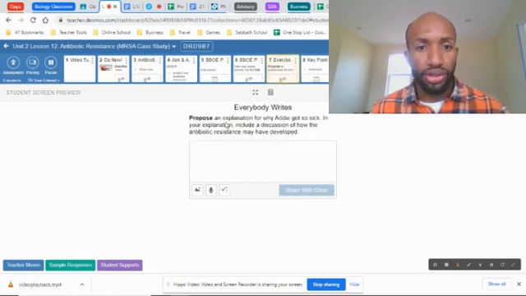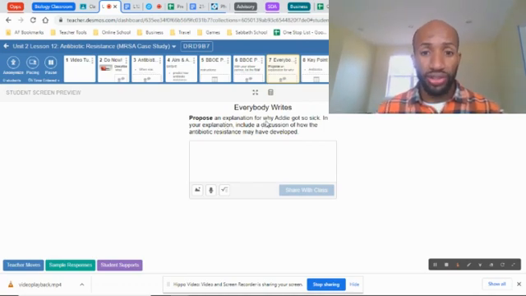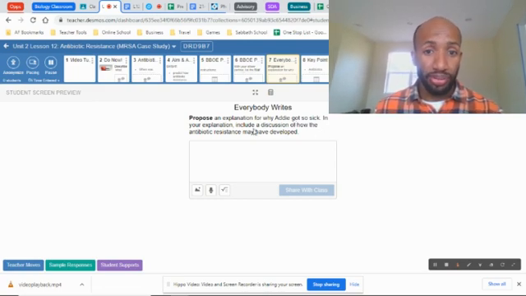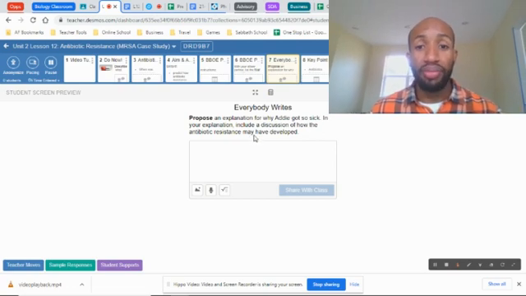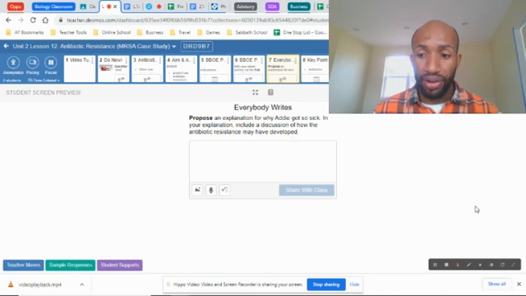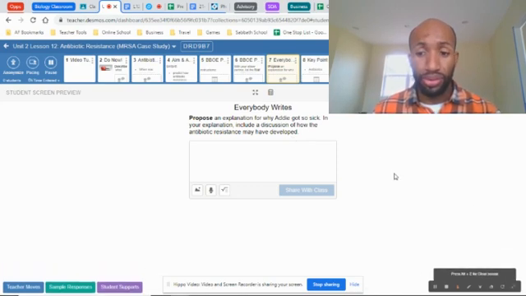On slide 7, you're going to go into your Everybody Writes, where you're going to propose an explanation for why Addie got so sick. In your explanation, include a discussion on how antibiotic resistance may be developed. So I really want you to think about it. Figure out how it can come to be.